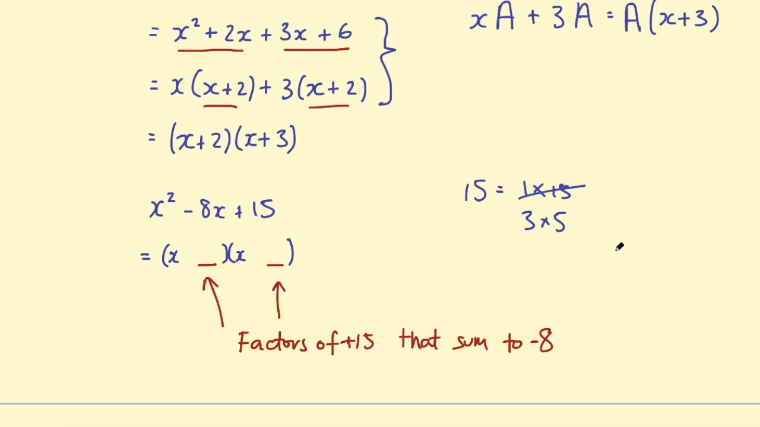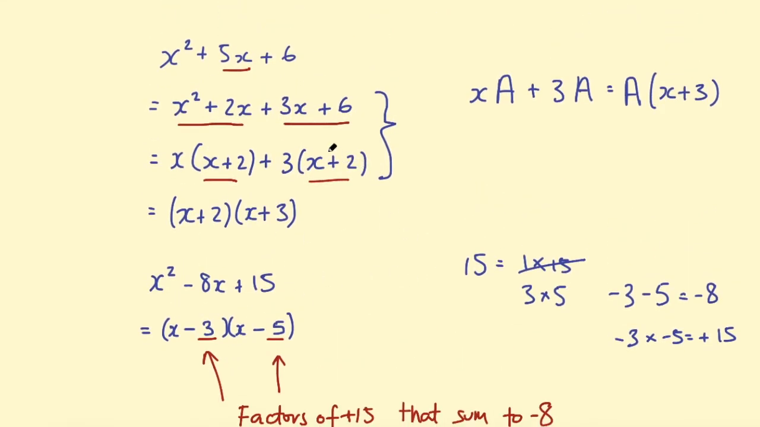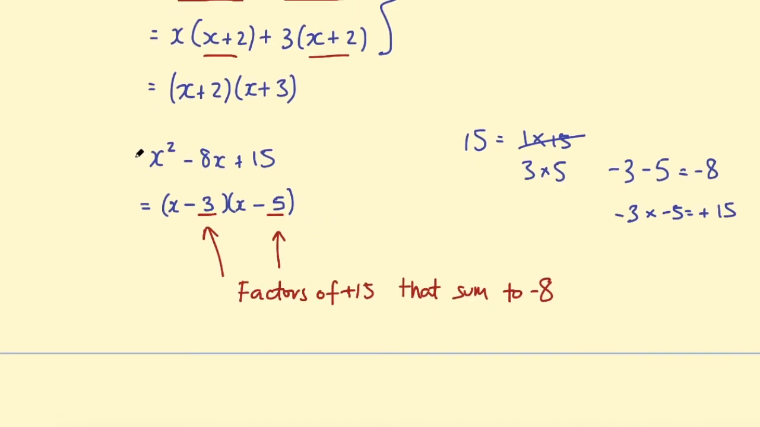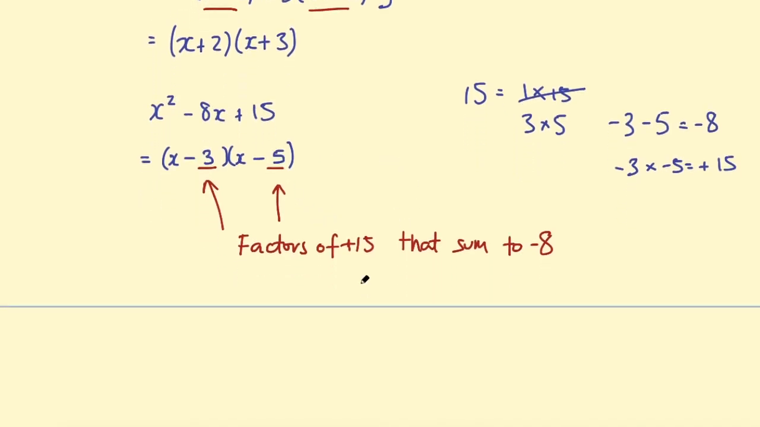And they need to make negative 8, so it must be negative 3 minus 5, that's going to be negative 8, and negative 3 times negative 5 makes positive 15. So I can use those negative 3 and negative 5 as my terms in these brackets, and I'm done. So that's, if you like, a shortcut to skip those steps. You can always do it the longer way if you don't feel confident with this method. But there you go, I factorized x squared minus 8x plus 15. Now let's have a look at an example with a coefficient of the x squared term.